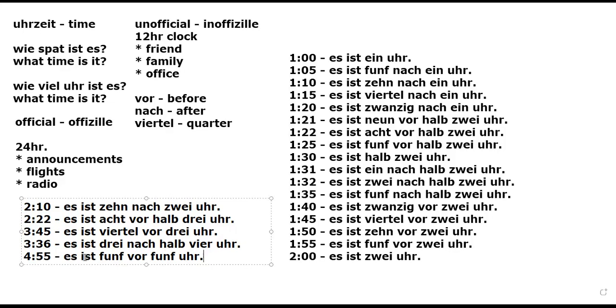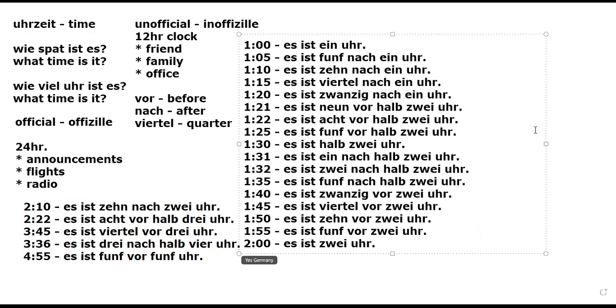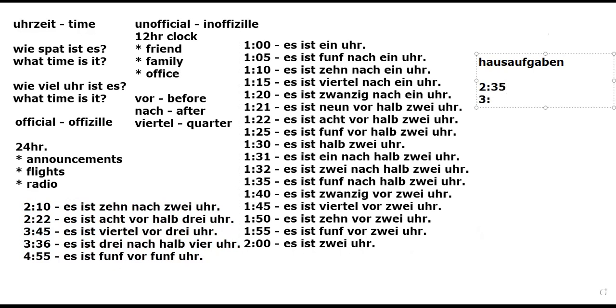Good. So I'm giving you this homework. 5 unofficial you have to write down. There is the first one: what if there is 2:35, 3:06, 4:26, 5:55, and 10:30? Okay, so you have to do these. I have given you the official ones, and these are unofficial.